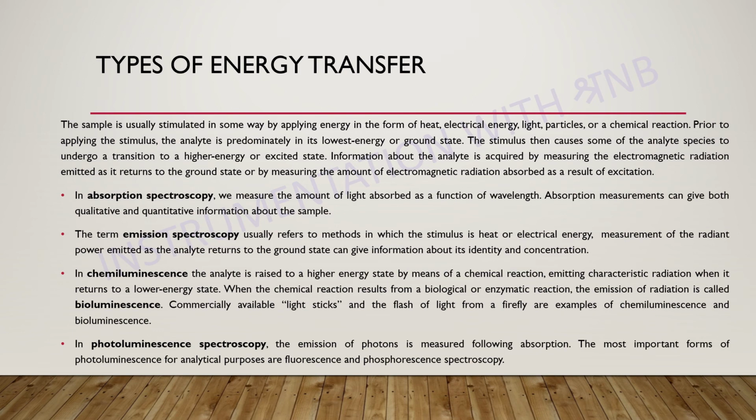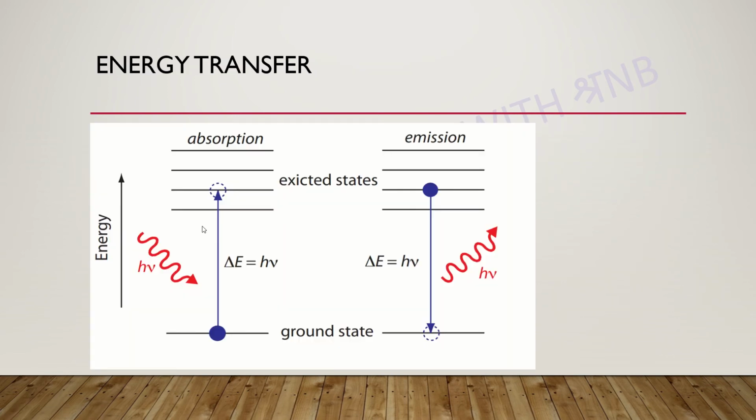In absorption spectroscopy, we measure the amount of light absorbed as a function of wavelength. Absorption measurement can give both qualitative and quantitative information about the sample. We'll discuss that using a diagram. In absorption spectroscopy, analyte in the ground state will absorb the radiation, and this radiation is measured, which is required to move the analyte from the ground to the excited state.